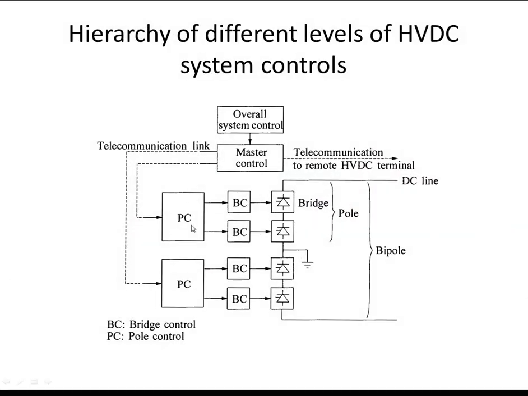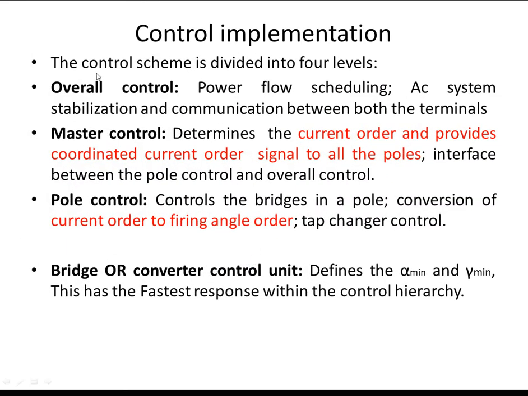Like in this single line diagram you can see that this pole control PC converts this current order signal, which it gets from the master control, into the firing angle control or alpha angle control, and then this signal is given to this bridge control, and then the bridge control gives signals to the bridges, so that we can get the desired value of the current at the DC line here. So this is the whole control system of the HVDC system, and you can see the different control schemes and their functions. We already discussed this overall control.